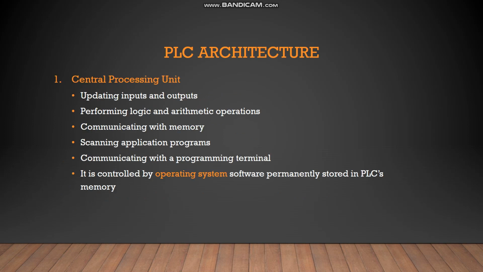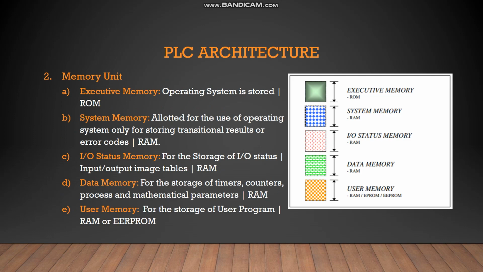Starting with the CPU, which is the brain of the PLC, the CPU controls and supervises all the operations within the PLC. That includes reading the status of input terminals and energizing or de-energizing the outputs. It performs all the mathematical and logical operations, scanning application programs and communicating with the terminal. Programming terminals are also among the tasks performed by the CPU, and it is controlled by operating system software which is permanently stored in its memory.